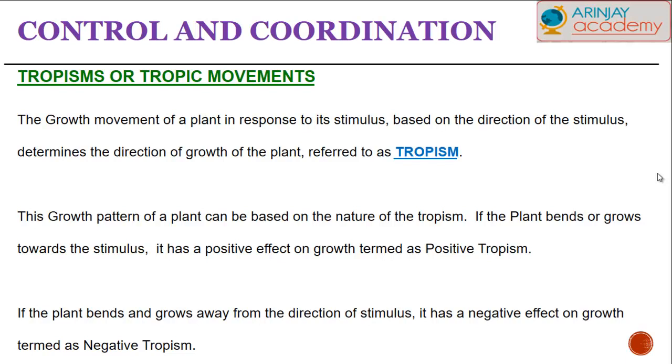As it says here, the growth pattern of a plant can be based on the nature of the tropism because there are different kinds. If the plant bends or grows towards the stimulus, it has a positive effect. Hence, as a result, it is called a positive tropism. If the plant tends to bend and grow away from the direction of the stimulus, it will have a negative effect on its growth. Hence, it will be termed a negative tropism.